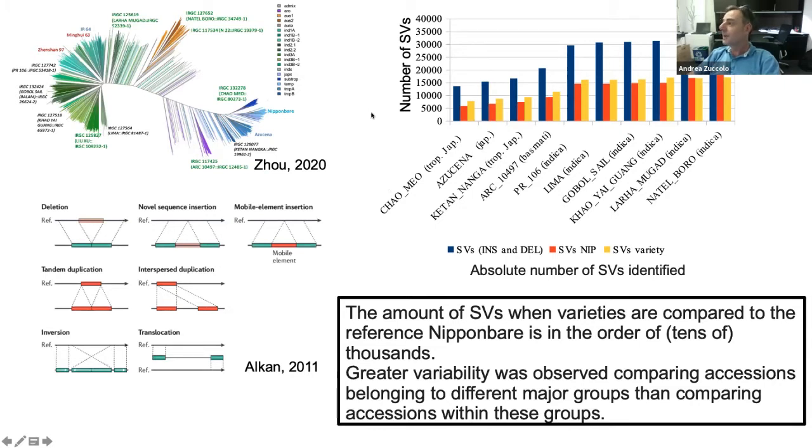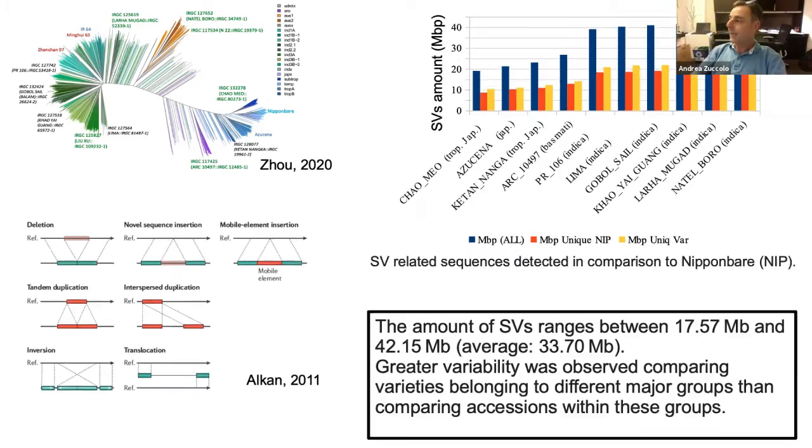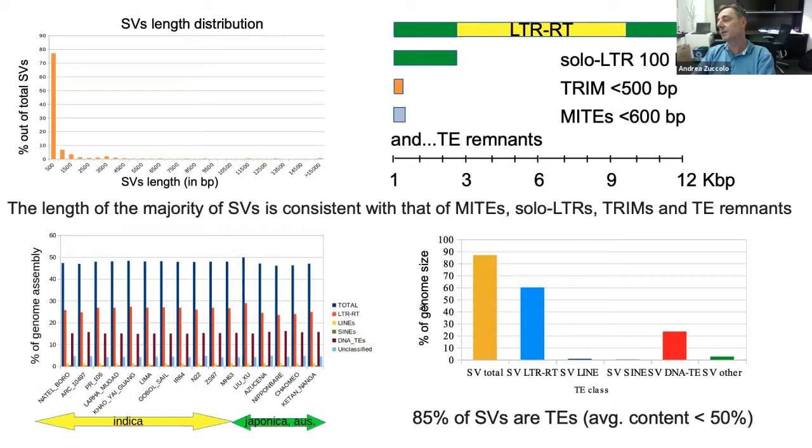And we carried out pairwise comparison between all the different sequences we have for these subpopulations. In doing that, we were able to identify, on average, tens of thousands of structural variants for each comparison. And these tens of thousands of variants translate into a total genome sequence on average of 33 megabases of sequence that is not shared between any of the two accessions compared. That, by the way, corresponded to roughly 8% of the genome size of Oryza.